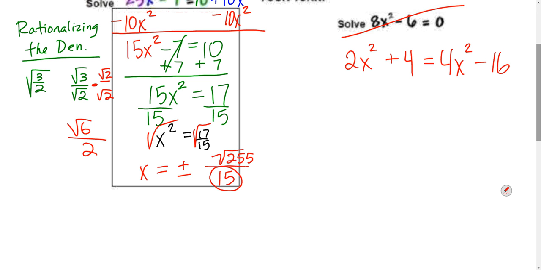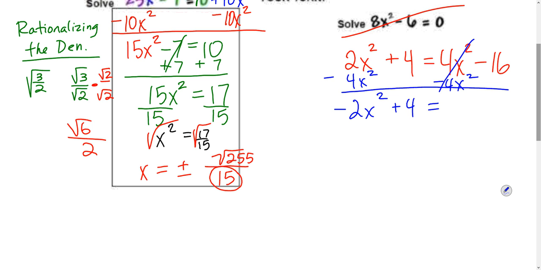I'm going to do this one with you. Just like before, you've got x squareds all over the place. Get them all to one side. It doesn't matter which one you move, but I like moving them to the left just because I like that Beyonce song. So I'm going to subtract 4x squared from both sides. That leaves us with negative 2x squared plus 4 equals negative 16.